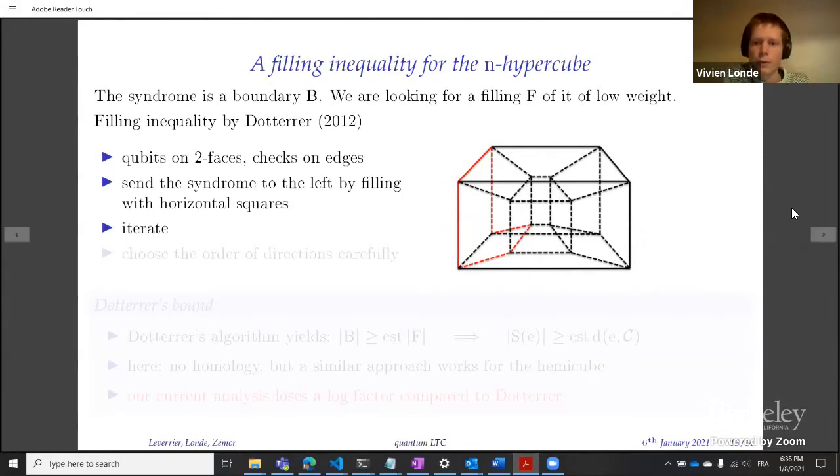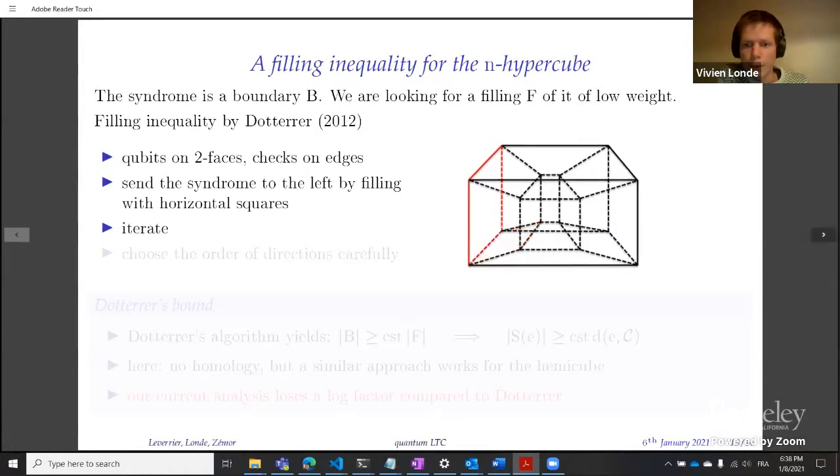So the proof is recursive. You find the beginning of a filling that sends all the error to the left side of the n-dimensional hypercube, and then you can iterate with an n-1 dimensional hypercube. And this works well for the cube.